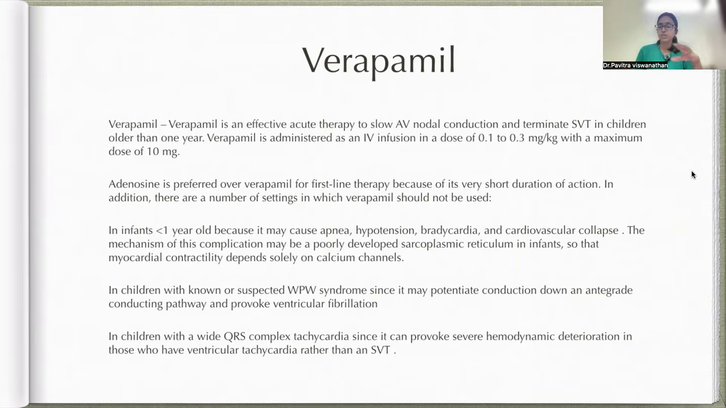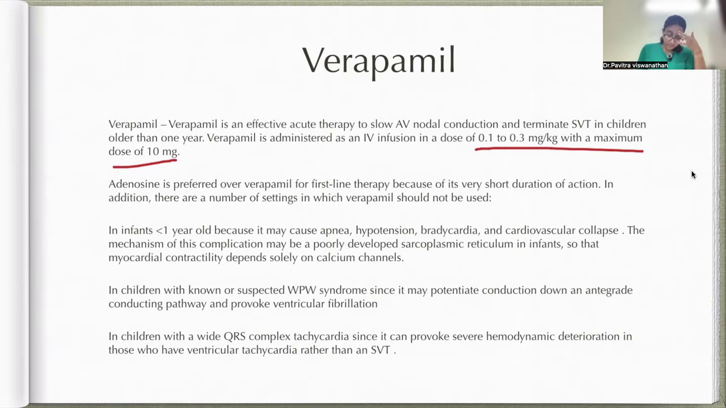Verapamil, we generally don't use so much. Less than 1 year, we don't use at all because it can cause hypotension, apnea, and bradycardia in infants. Verapamil is good for terminating SVT in children slightly older. Okay, 0.1 to 0.3 mg per kg you can give. Maximum dose of 10 mg you can give.